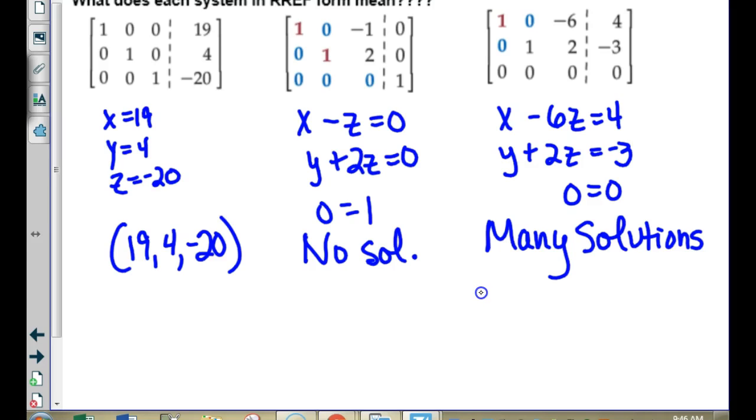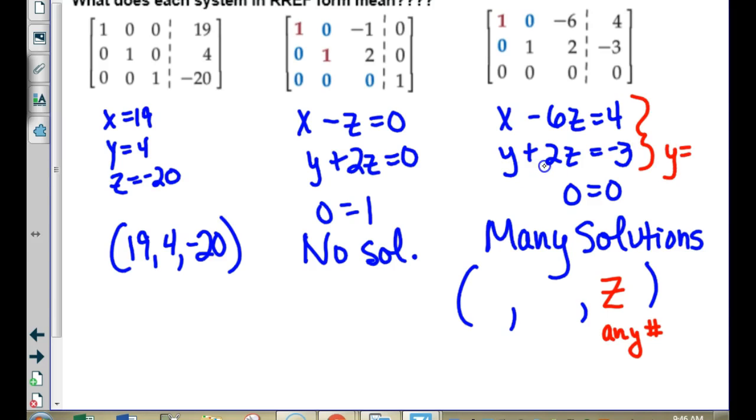You have to do more when there are many solutions. You have to write an ordered triple in terms of one variable. Hang on. What is the one that these have in common? They both have a z, right? So what we're going to do is say z could be any number. And then we have to solve in terms of z. We're going to solve for y. So what is y going to say? We get the y by itself right here.